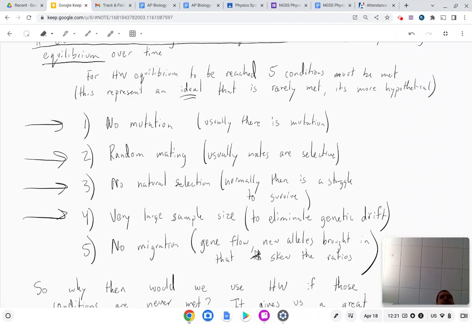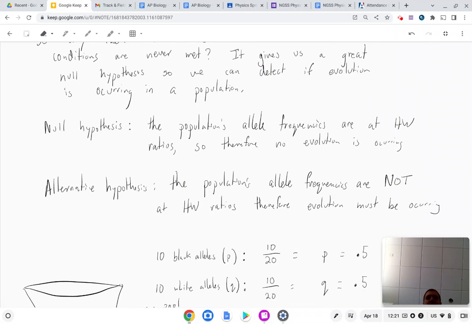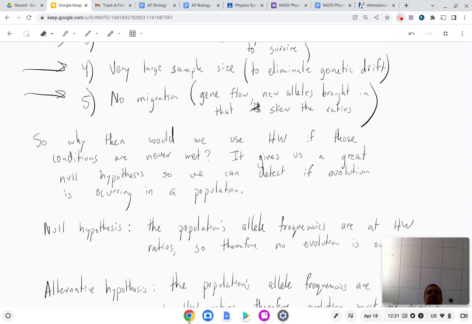Or you could say the other thing that could be influencing it is we have a tiny sample size, and there could be genetic drift going on. Or you'd say maybe there's migration. There could be alleles coming in from another population. So these five are all possible explanations as to why your numbers did not meet the Hardy-Weinberg ideal, if that makes sense. All right, I think you guys are ready to try the simulation.